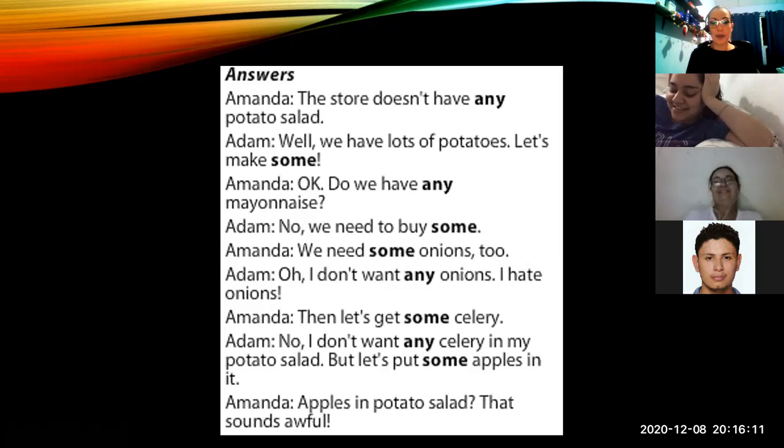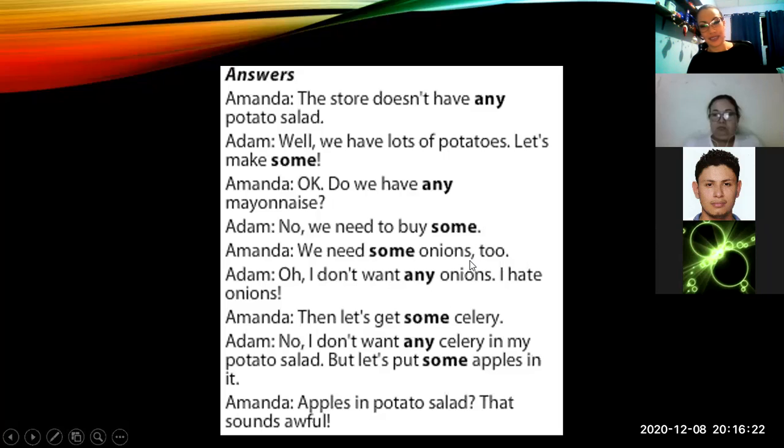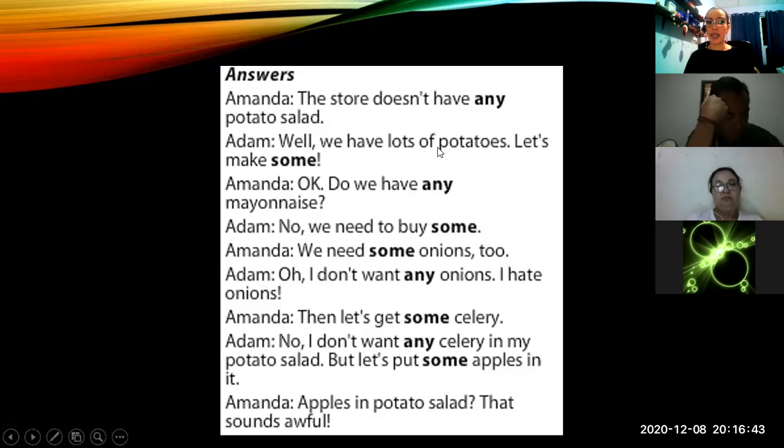Ok, more vocabulary, ¿algo otra cosita del vocabulario que no esté clara todavía? No, no. Okay. Lots, teacher. ¿Dónde está lot? We have lots of potatoes. Ah, lot es como decir bastante. Lots of potatoes. Lots es para decir bastantes. Tenemos bastantes papas.